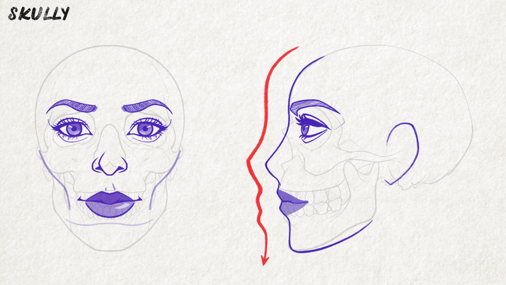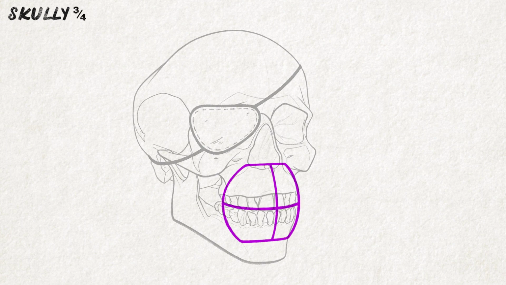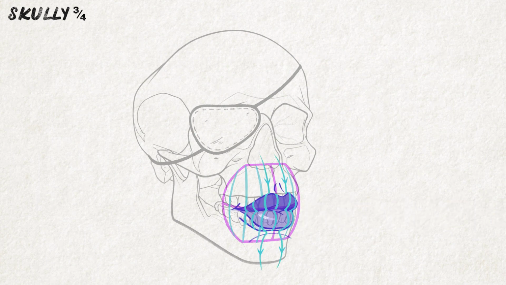Now let us apply this information onto a 3/4 view. With the help of the denture sphere, it is easier to imagine the lips wrapping around the face. You can also use form lines to help picture these planes in 3D when drawing mouths.